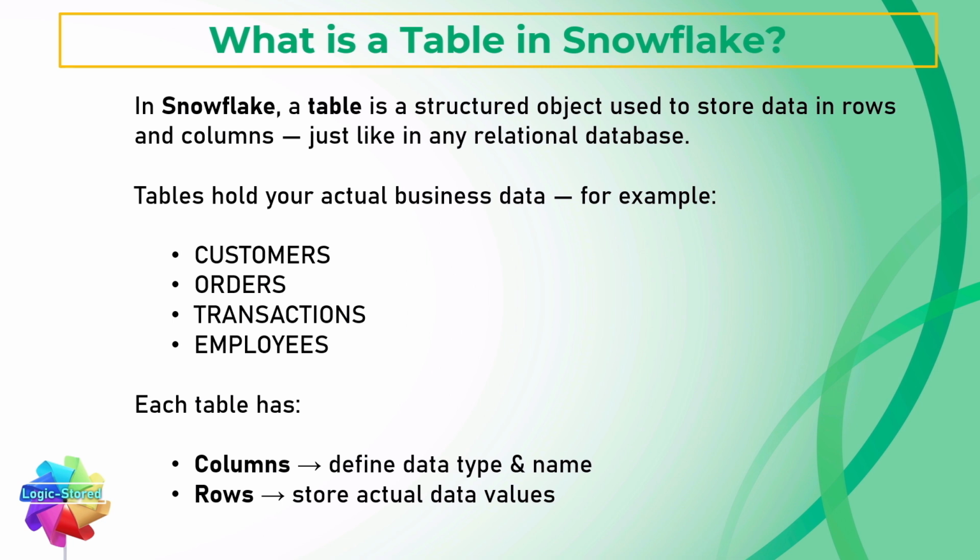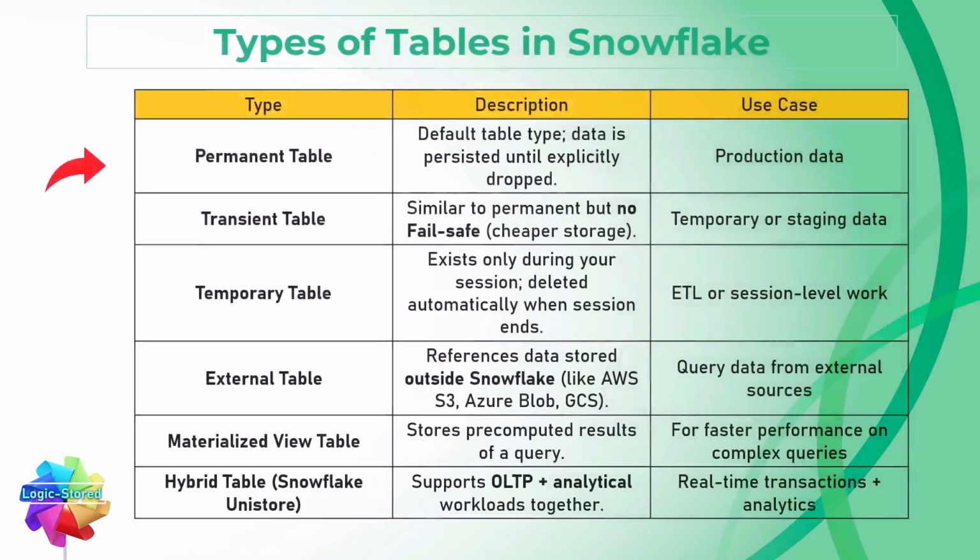But here's the interesting part, even though you create tables using rows and columns, Snowflake stores data internally in a columnar format. That means data is organized column by column, not row by row, which makes queries much faster and more efficient. Let's start with the first one, permanent table.